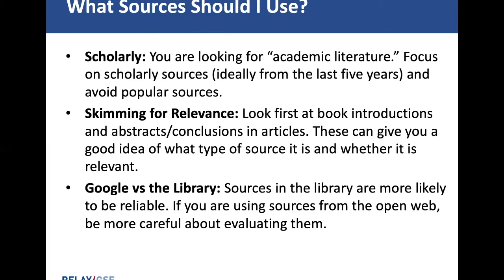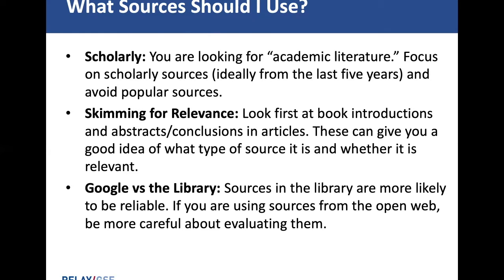As you read, you also want to skim for relevance. You can look at the book introduction or the article abstract and conclusion. These can give you good clues about what type of source it is, whether it's a scholarly source or not, and whether it's a research study for scholars, whether it's a news article for a popular audience, that sort of thing. It'll also tell you whether the source is relevant, which can help to save you a lot of time.